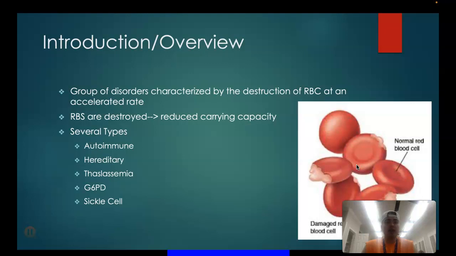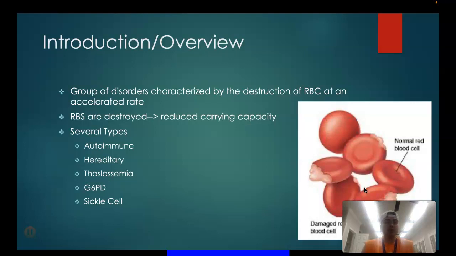In hereditary anemia, this is an inherited condition characterized by abnormally shaped red blood cells that are more fragile and prone to destruction. You can see these damaged red blood cells here. Thalassemia refers to a group of inherited blood disorders that result in a reduced production of either the alpha or the beta chains of hemoglobin, leading to abnormal red blood cell formation and therefore premature destruction.